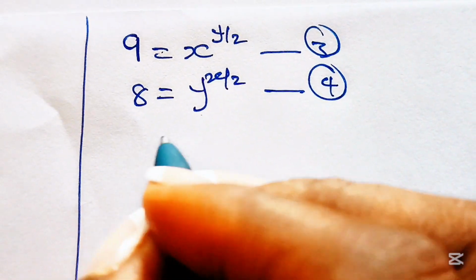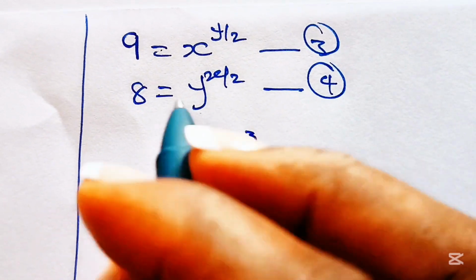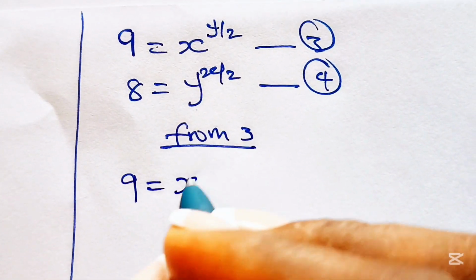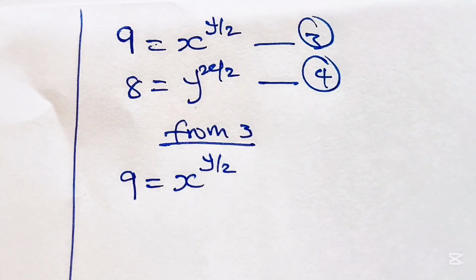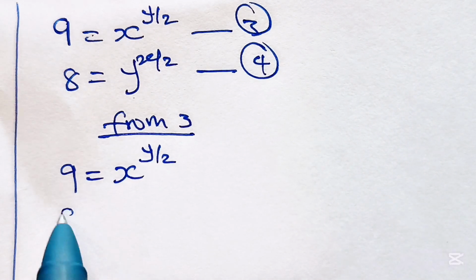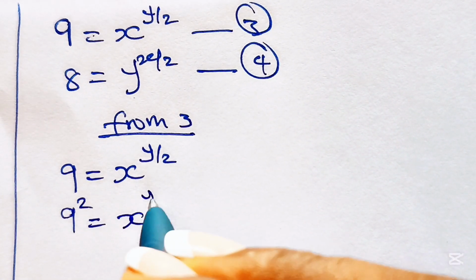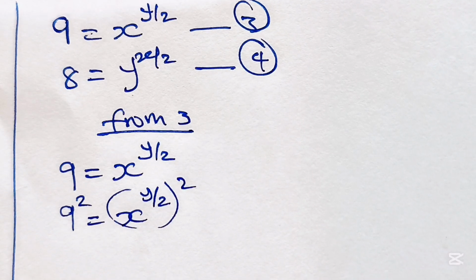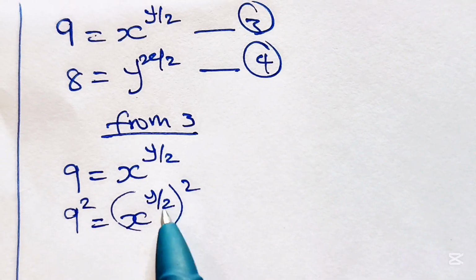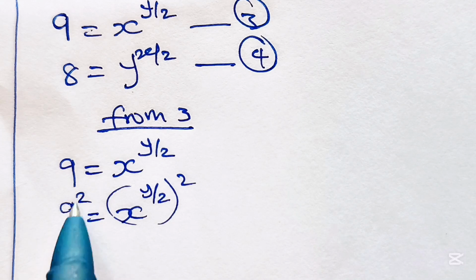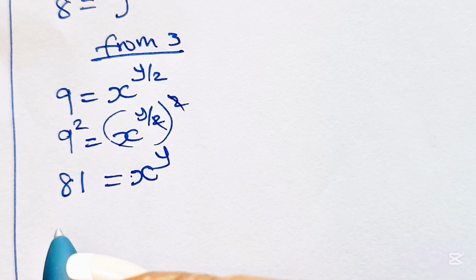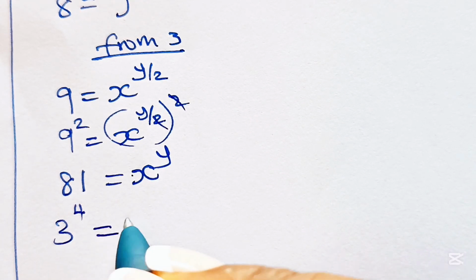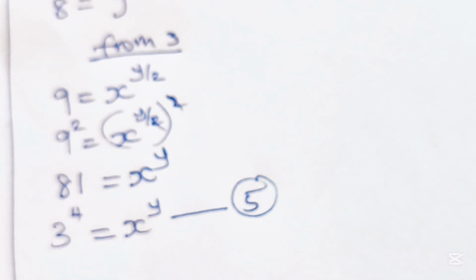From 3, we have that 9 is equal to x to the power of y over 2. Now, if we square both sides of this equation, we have 9 squared is equal to x to the power of y over 2, squared. I did that because this square is going to cancel this, so we have only x to the power of y here. Now 9 squared is 81 is equal to this. Now 81 is the same thing as 3 to the power of 4, so you have 3 to the power of 4 is equal to x to the power of y. Now let's call this equation 5. We are coming back to it.